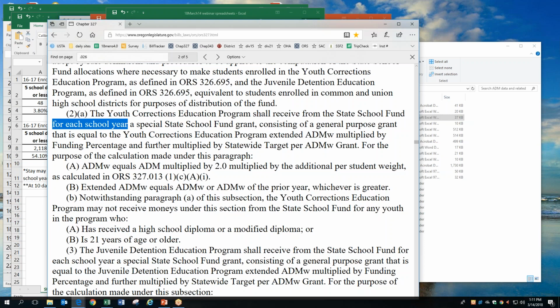And this is a bigger question, but when it says it's multiplied by a 2.0 for student weight, the actual result is not a 2.0 per student because we are required to offer 228 days of schooling versus 190 days of schooling. So if we were to look at an equitable distribution for YCEP, it would be about a 2.75 ratio, and JDEP would be more as well. So I'm wondering if that's ever a conversation at the higher level that ODE is going to advocate for?